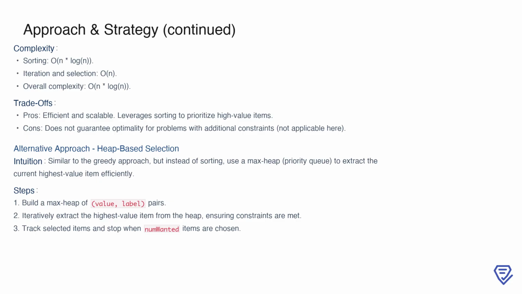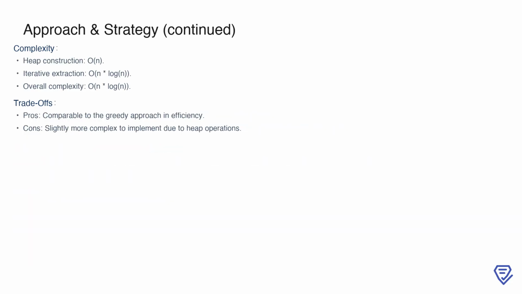An alternative to sorting is the heap-based approach, which achieves a similar goal through a different mechanism. The heap-based approach shares similarities with the greedy strategy but uses a max heap, or priority queue, to manage the selection of items. Instead of sorting all items beforehand, we build a max heap of value-label pairs, allowing us to efficiently extract the highest value item at each step.